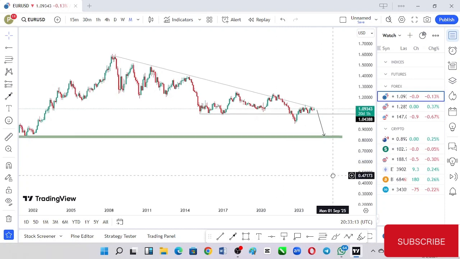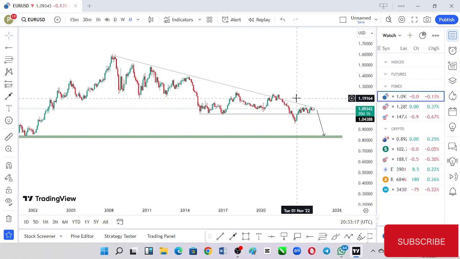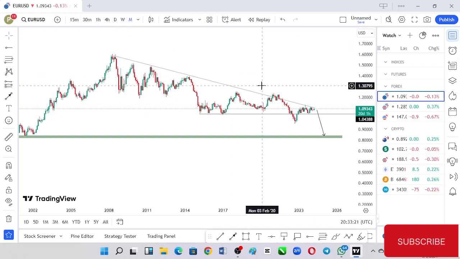All right, guys. So moving down to the weekly time frame. Now that's that for the monthly time frame, right? So let's take off the drawings so that we don't have a clumsy chart.